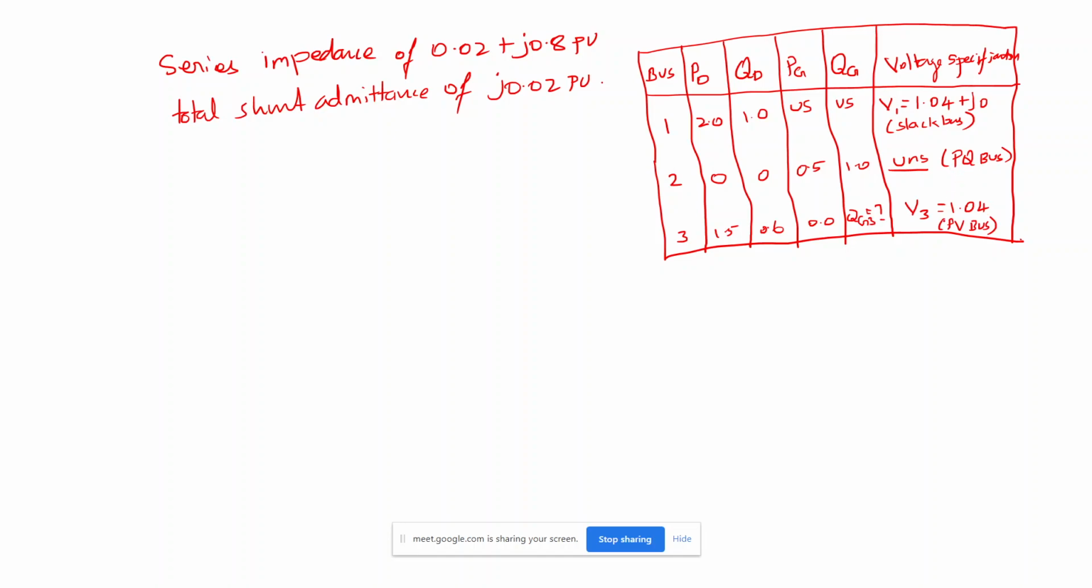See, here it is a PQ bus and this is a PV bus. In a PV bus, the unknown quantity is Q, so reactive power is what we need to find out. In a PQ bus, we need to find out the V2 value. Now from this we need to first write what are all the known and unknown quantities.